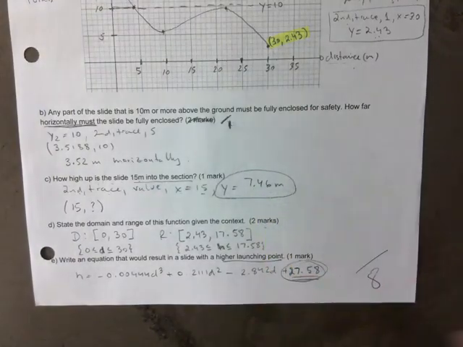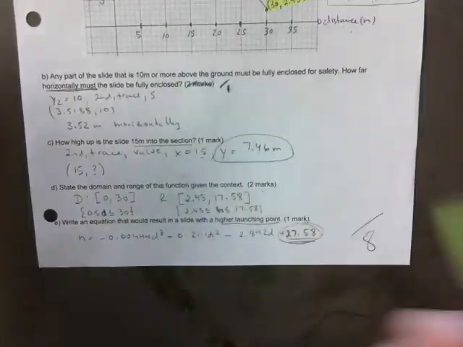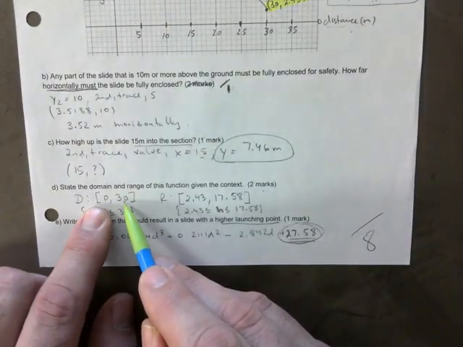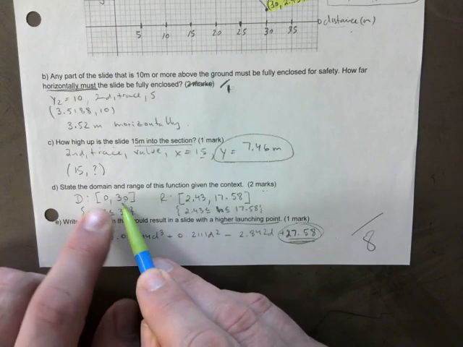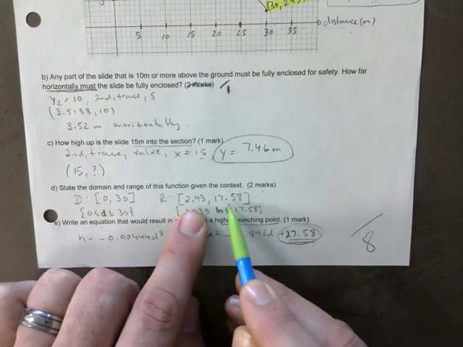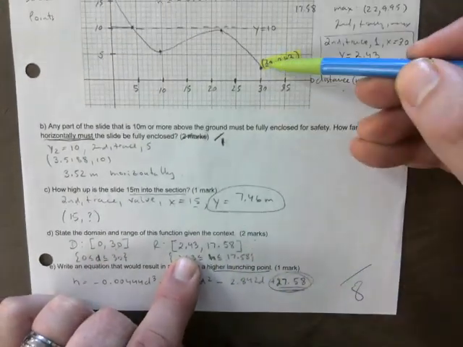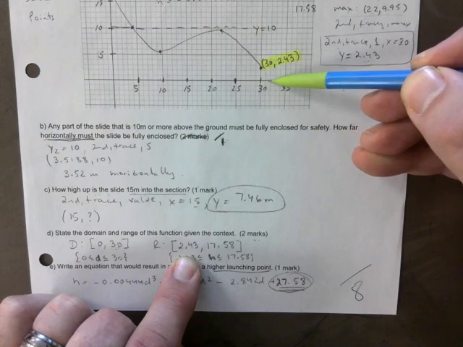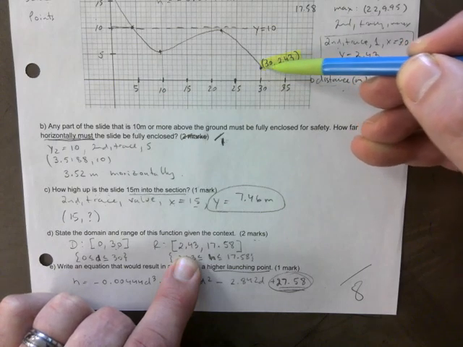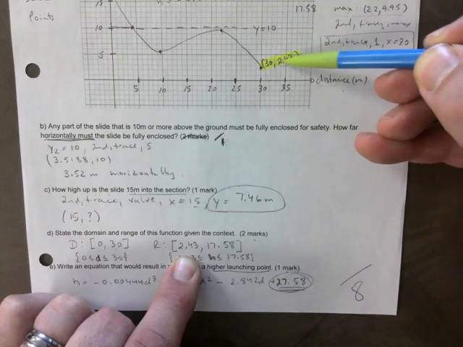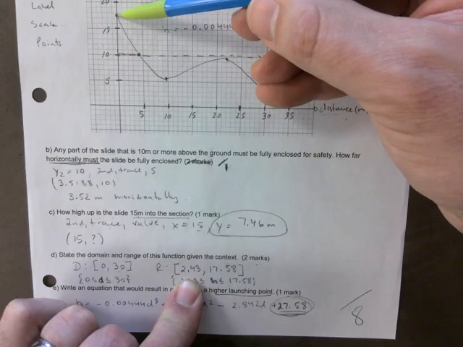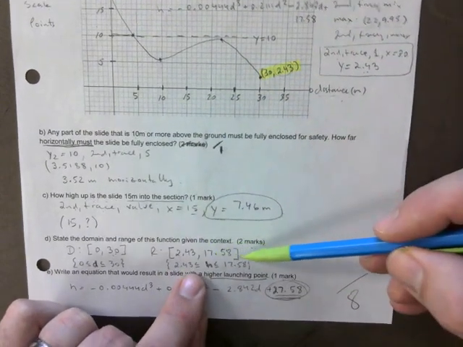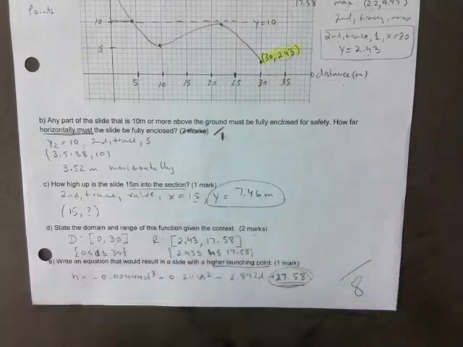What's the domain and range? Here the domain and range, we go by the fact that it stops at 30 horizontally. So my x values go from 0 to 30. And vertically, because it stops here, I never get to the 0. So you must go 243, all the way to the highest point, which is the start of the slide. So it's 243 to 17.58.